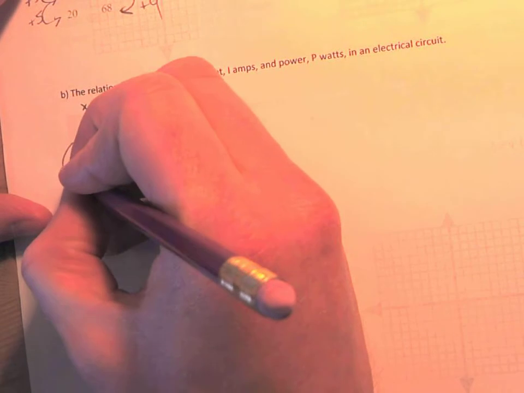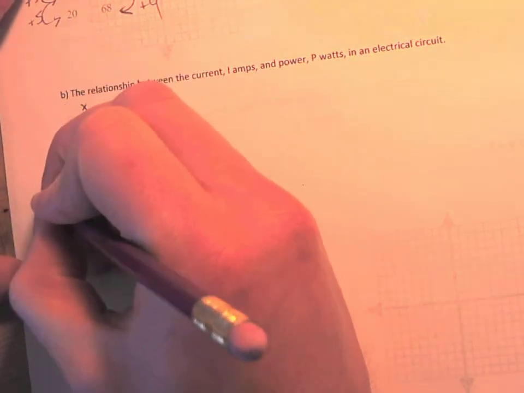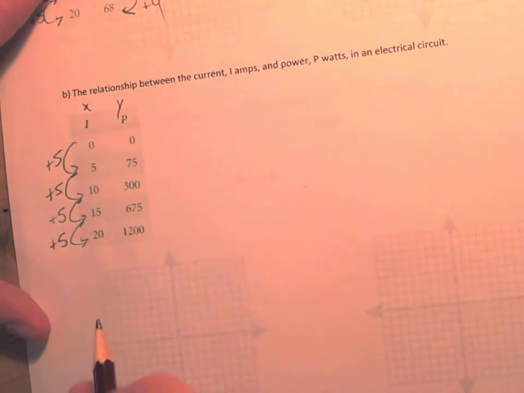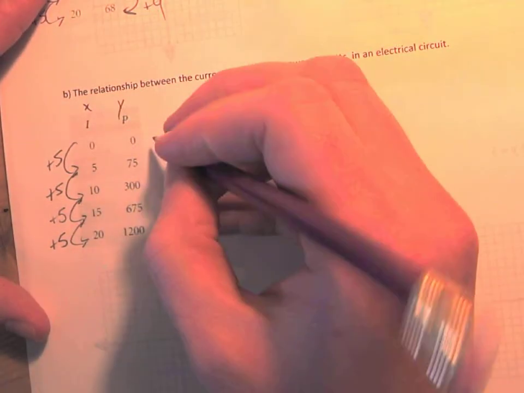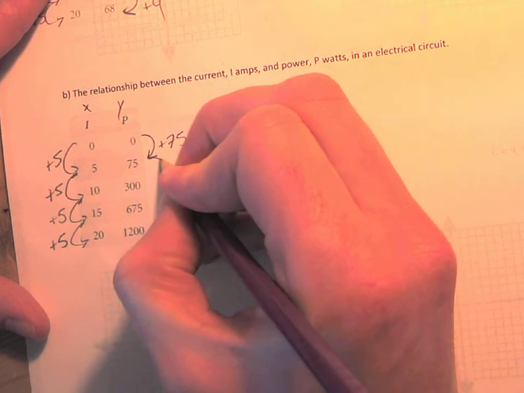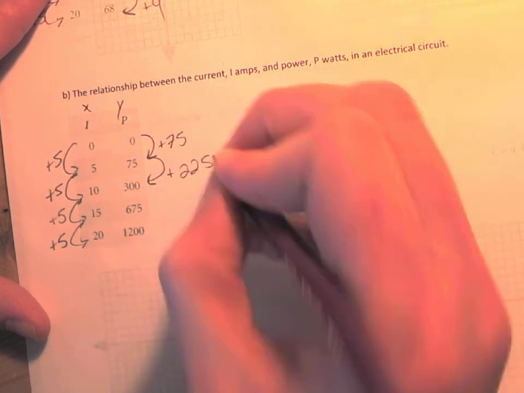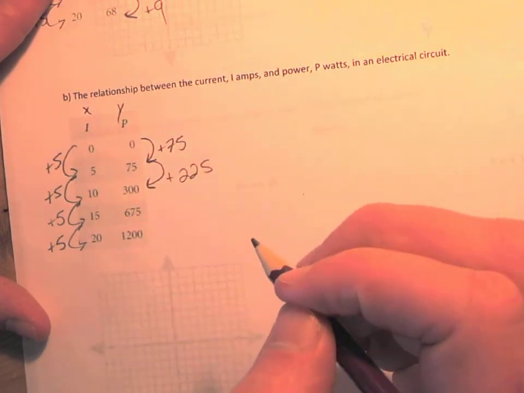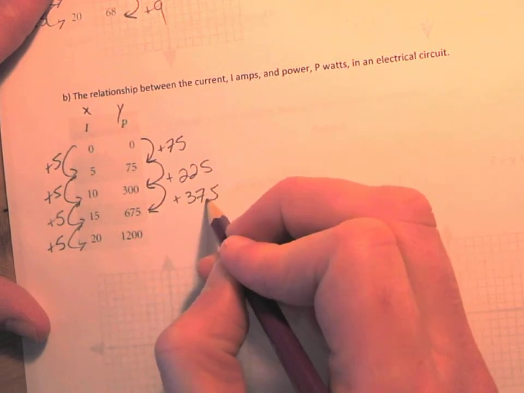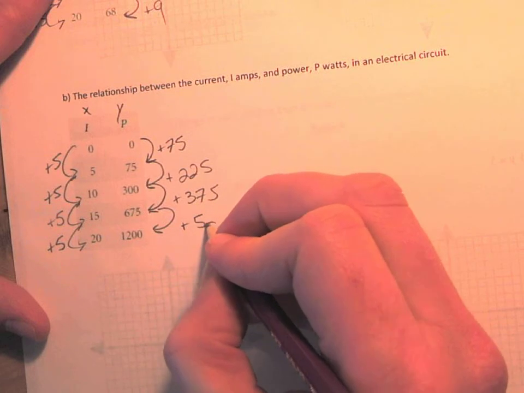Here we can look on the left side. Again, it goes up by 5, so that's a good sign. If it doesn't go up by the same number, you can't really analyze it on your x side. But here, let's look at this. 75 minus 0, this goes up by 75. 300 minus 75, this goes up by 225. 675 minus 300, this goes up by 375. And then last of all, it's 1200 minus 675, this goes up by 525.